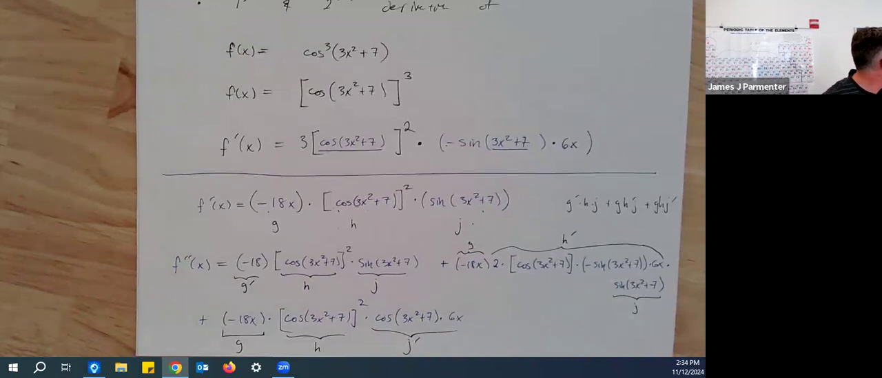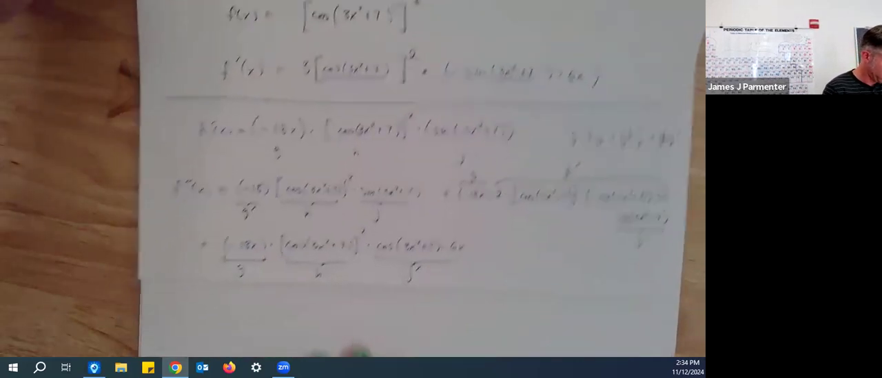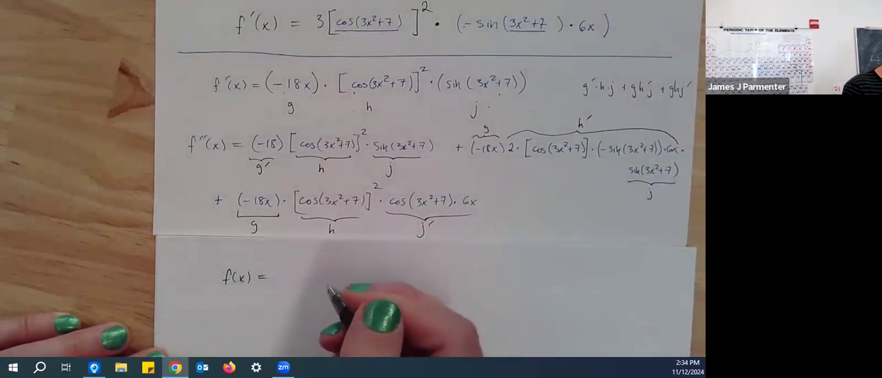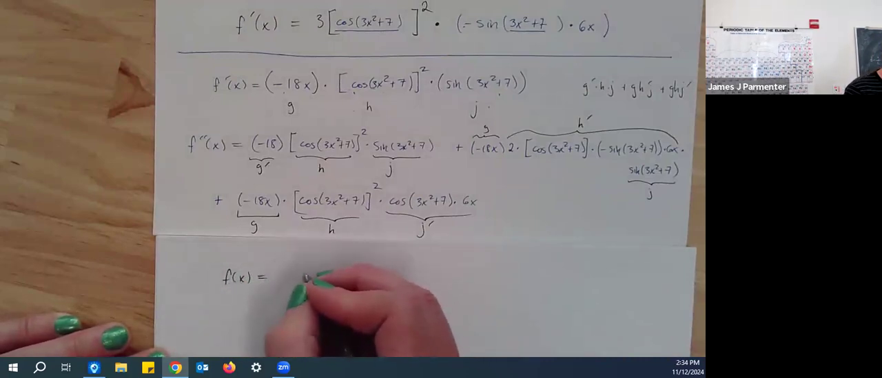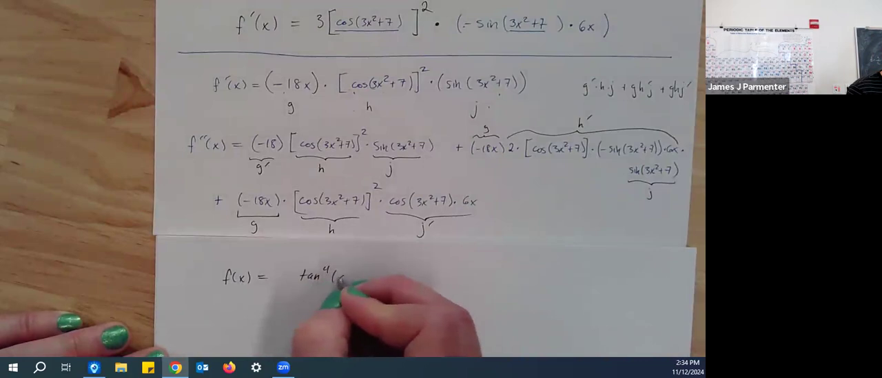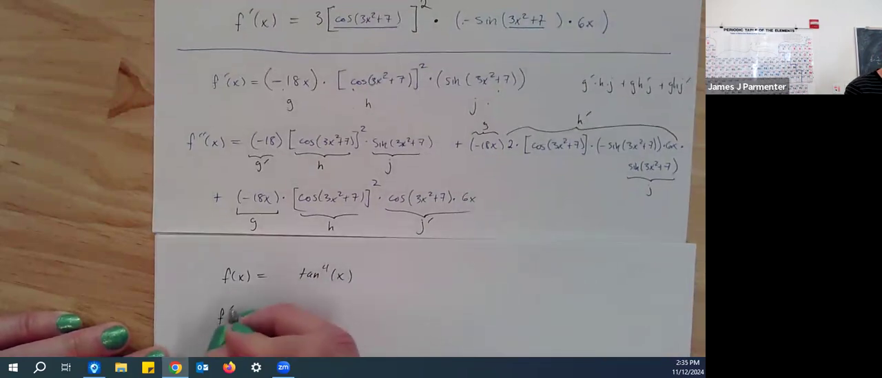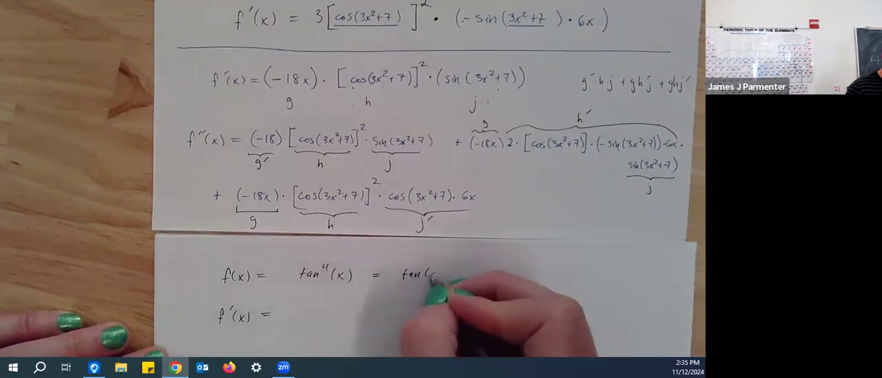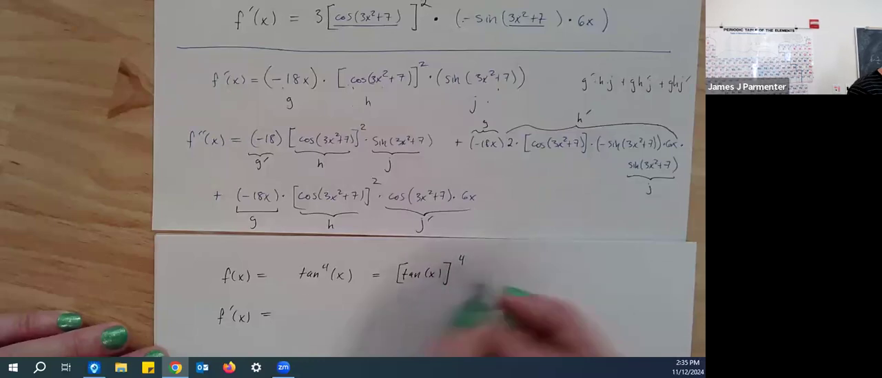So I would say the thing to see here is really that we just have to take it step by step, right? There's a lot of things going on, but if you just deal with one piece at a time, not too terrible. I'm going to give you all one that's much less terrible to try on your own. So let's take f of x equal to tangent to the fourth of x. I want you to find the first derivative. And I would recommend rewriting this as tangent of x to the fourth power. Find that first derivative there.